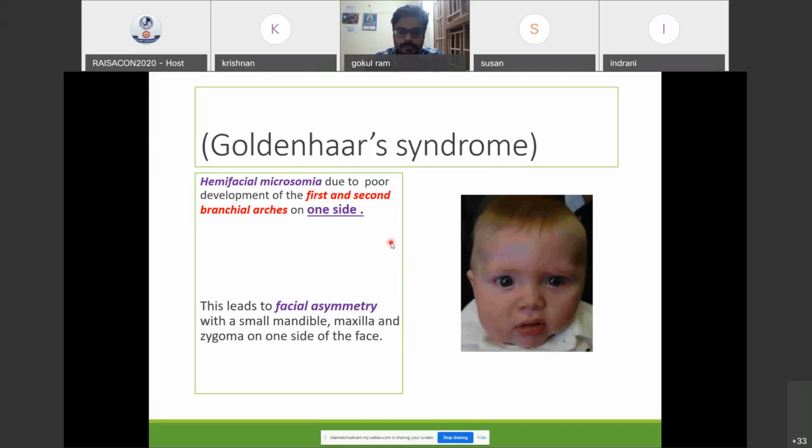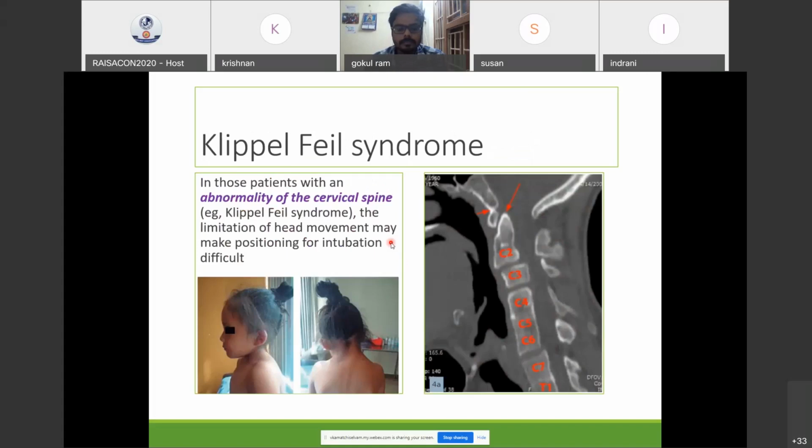Right. Okay. So what is this baby with a short neck? Yes, sir. Klippel-Feil syndrome, sir. Is it associated with palate or lip? With palate only, sir. It's mainly associated with palate. What is the problem? There will be associated vertebral anomalies, sir. Mainly the cervical spine. Okay.